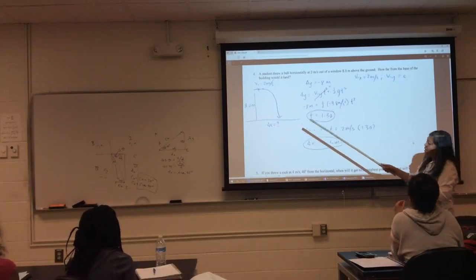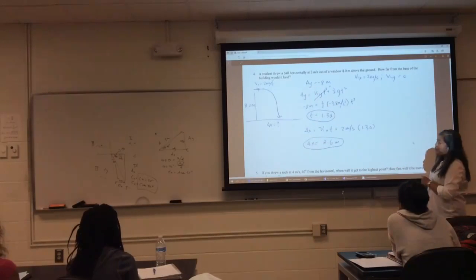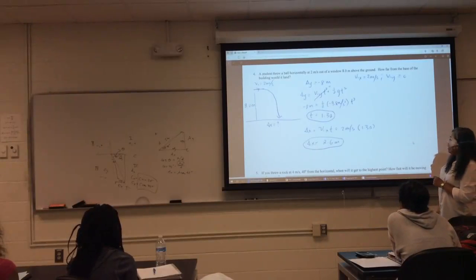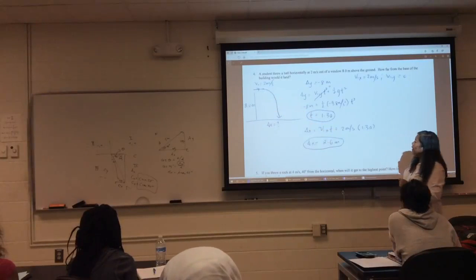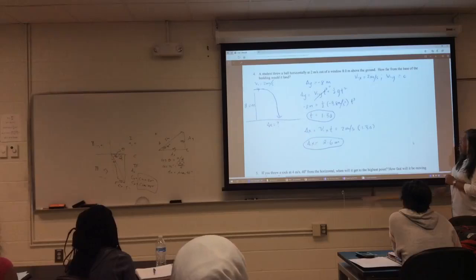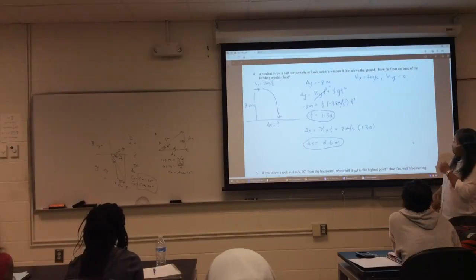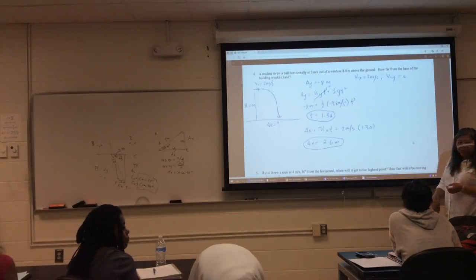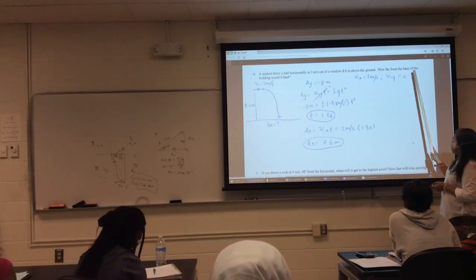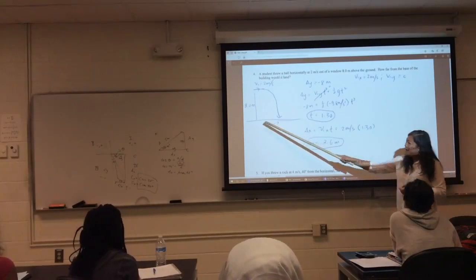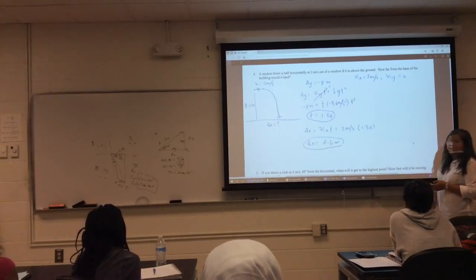A student threw a ball horizontally at 2 meters per second, as shown in your diagram, horizontally, okay? And it is at an altitude or height of 8 meters from the ground. There is only one question, which is how far from the base of the building would it land? So that is going to be a horizontal displacement.